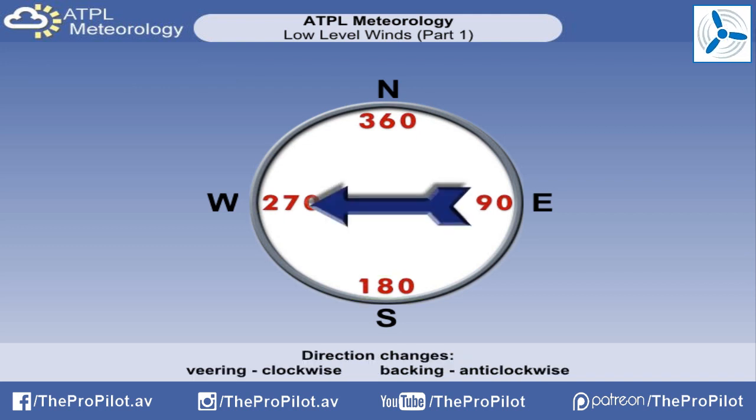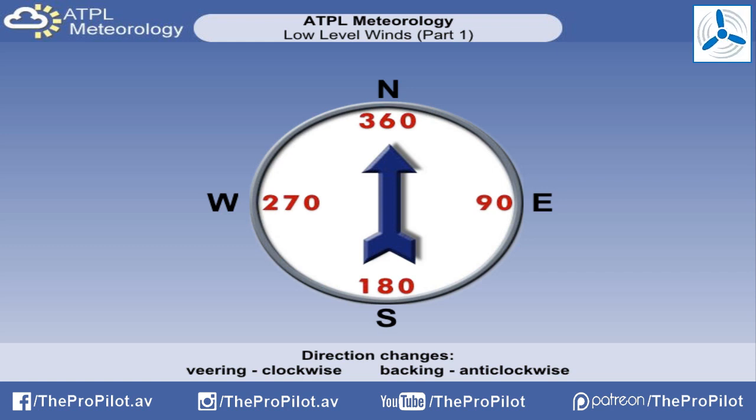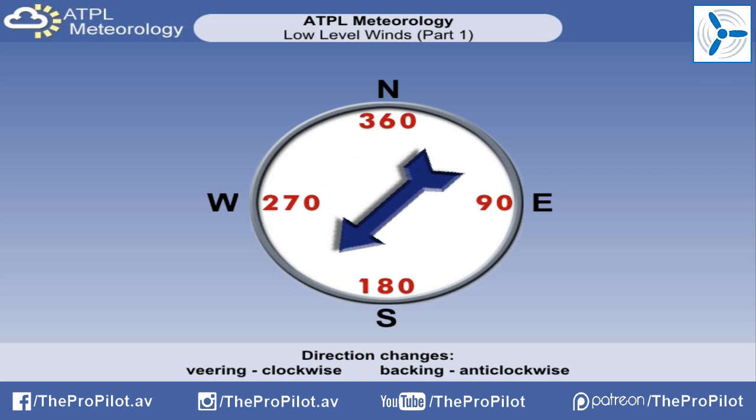Changes in the direction of the wind are expressed using the terms backing and veering. A wind that is veering is changing direction in a clockwise manner. For example, a wind that was 090 degrees and is now 170 degrees would be described as veering. A wind is said to be backing if the direction change of the wind is anti-clockwise. For example, a wind that was 180 degrees and is now 045 degrees would be described as backing.